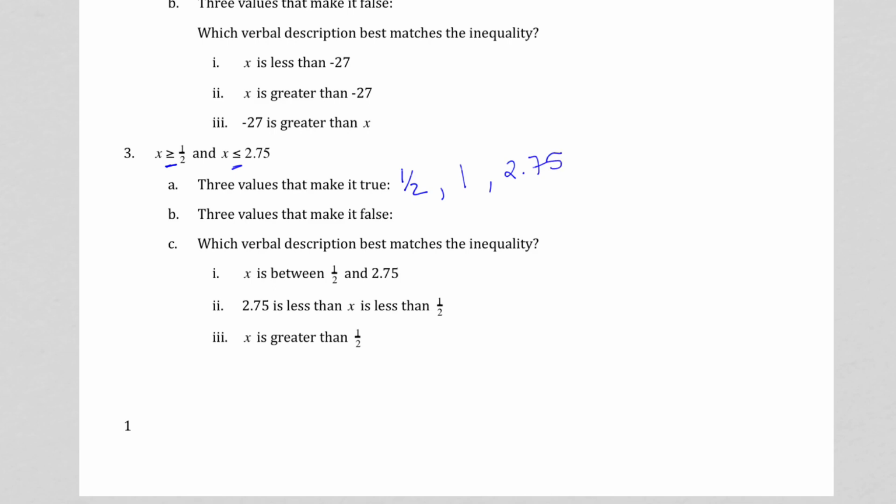And then 3 values that make it false. 10. What about 0? And let's do 3. So which verbal description best matches the inequality? Is x in between 1/2 and 2.75? Is 2.75 less than x less than 1/2? Or is x greater than 1/2? We're going to go with the first one. Okay, let's go to the next page.